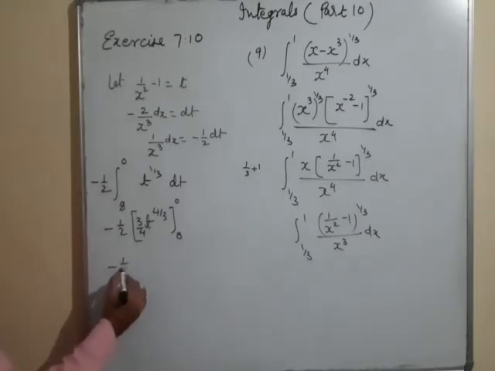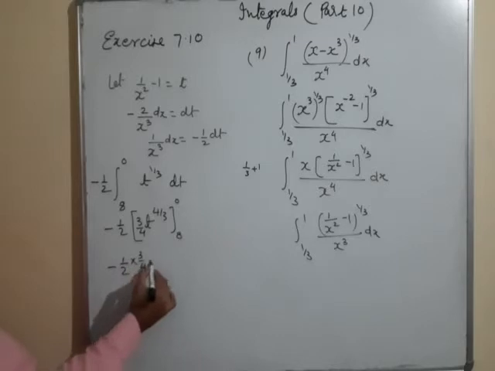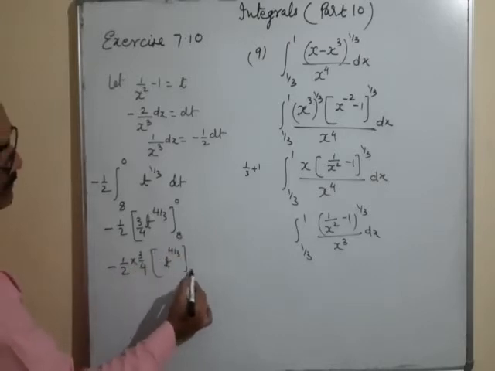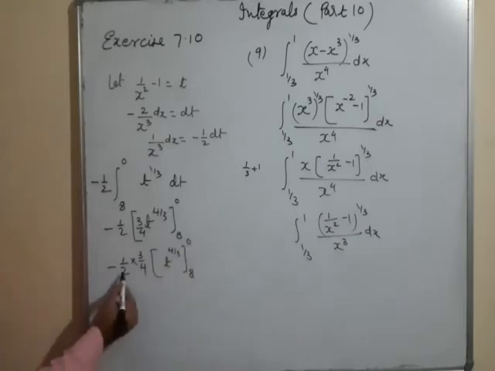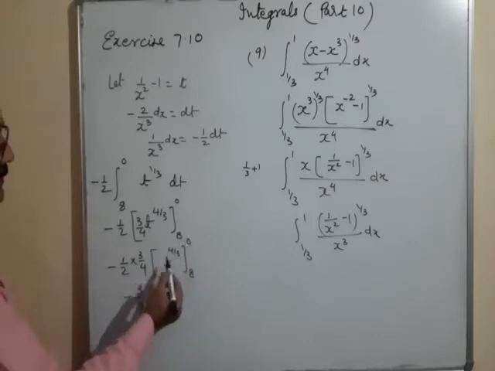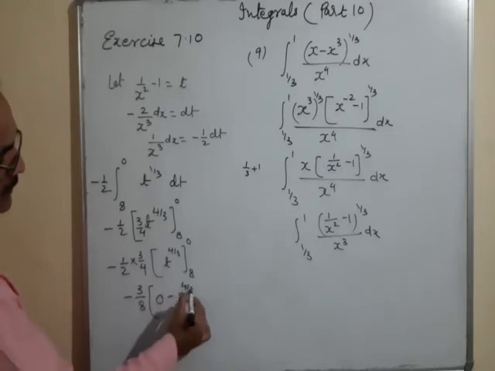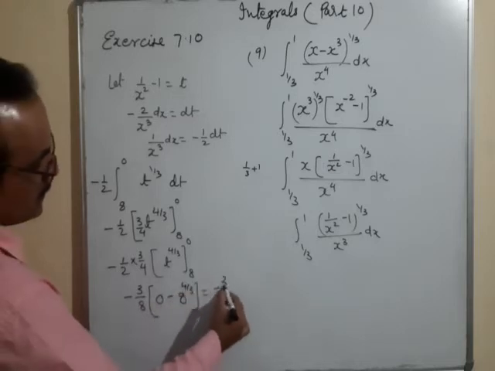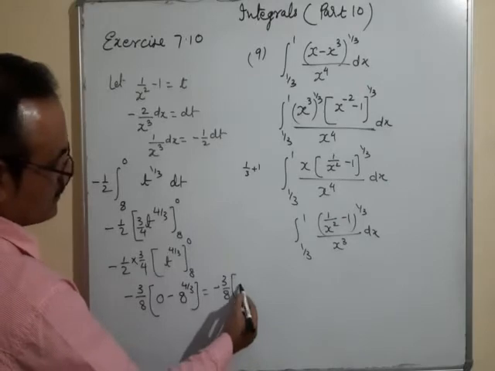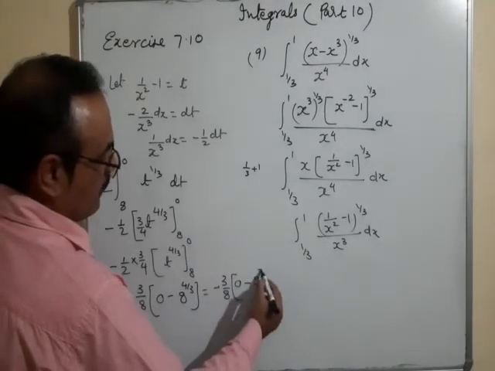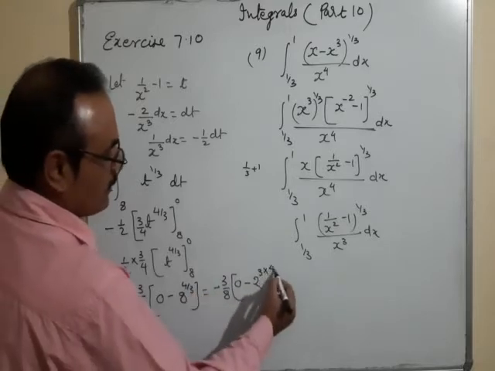Minus 1/2 multiplied by 3/4, t^(4/3), limit 8 to 0. This is minus 3/8. Substitute the limit. When we put the upper limit, it is 0. Minus lower limit 8^(4/3). Minus 3/8, 0 minus; 8 can be written 2³, and whole to the power 4/3.